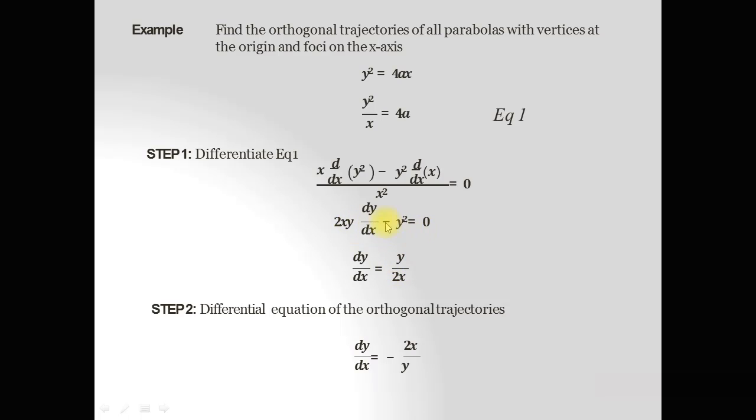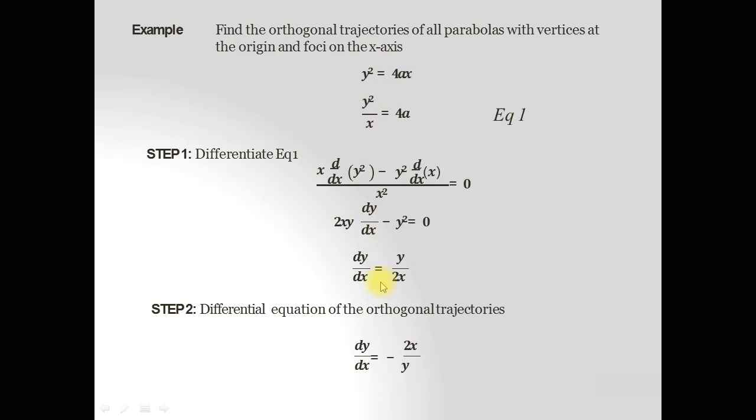So dividing, adding and subtracting, first of all adding and subtracting y square, and then dividing both sides by 2y, we obtain dy by dx is equal to y divided by 2x. So this is the differential equation of the given family of curves.